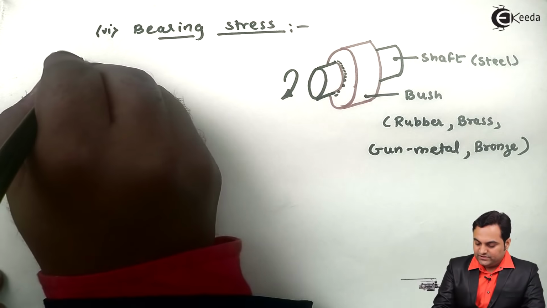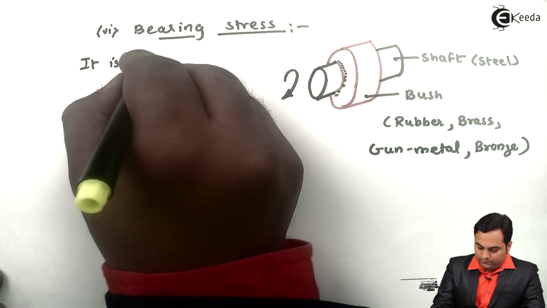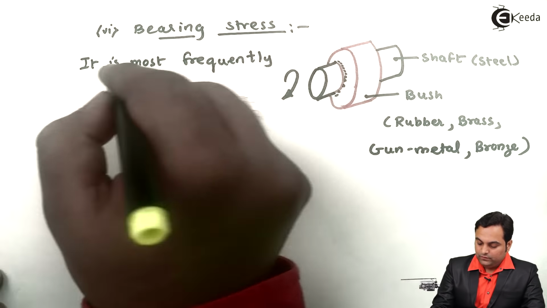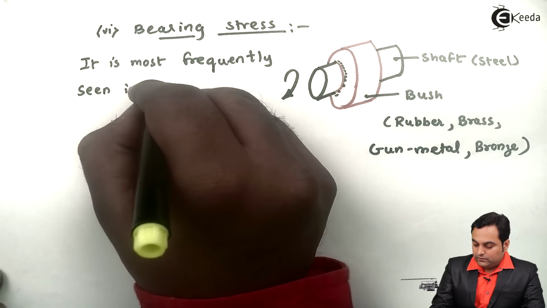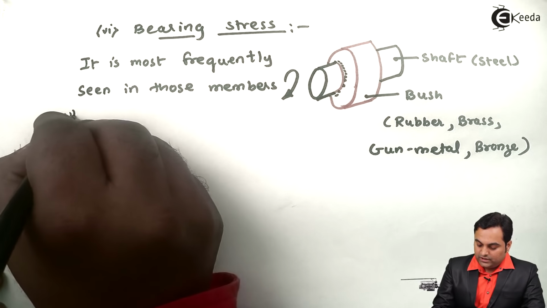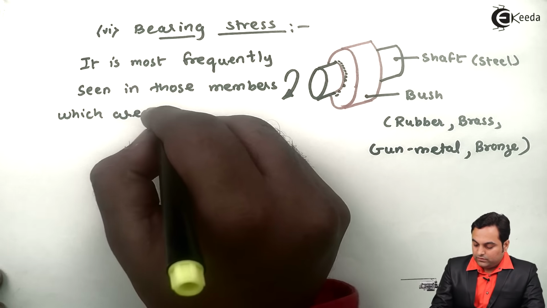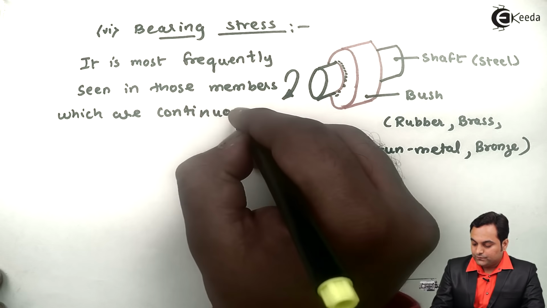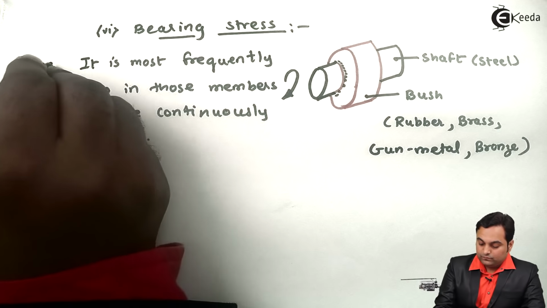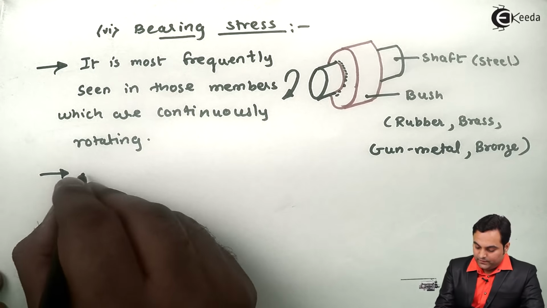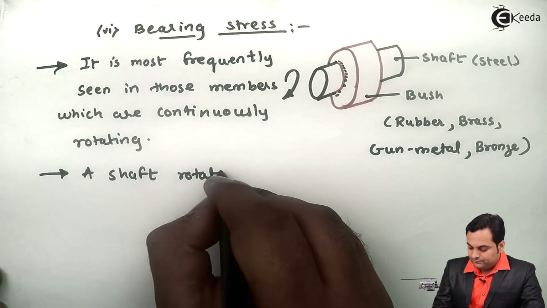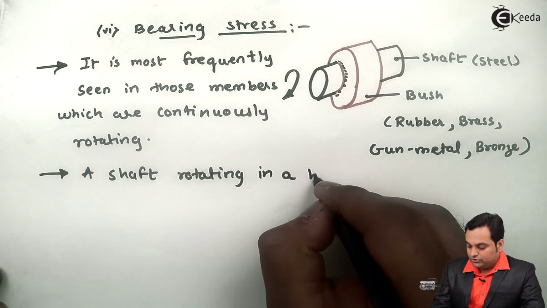So bearing stress is most frequently seen in those members which are continuously rotating. Like here I have given the example of a shaft rotating in a bush.